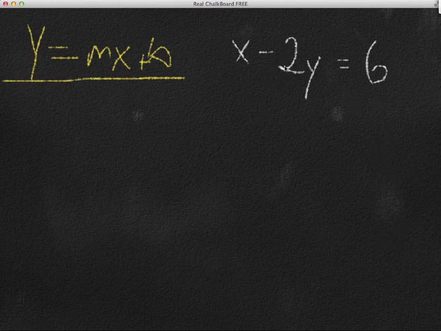Anything you do on this side, you have to do to this side. So your teacher taught you to get your x or your y on one side, right? So let's start this way. Let's get y on one side. So this 2y, I can't subtract this because it's together. This is multiplication. This really says 2 times y. So I have x minus 2 times y.